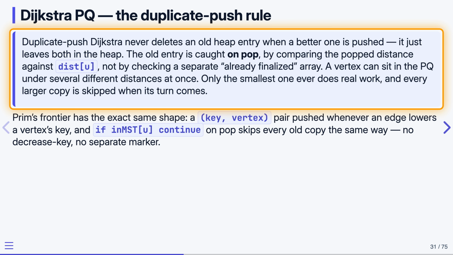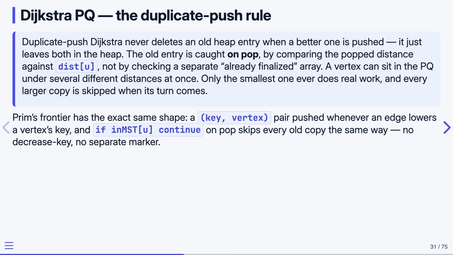Here is the rule in one place. Duplicate-push Dijkstra never deletes an old heap entry when a better one is pushed. It just leaves both in the heap. The old entry is caught on pop by comparing the popped distance against dist[u], not by checking a separate finalized array. A vertex can sit in the queue under several different distances at once. Only the smallest one ever does real work, and every larger copy is skipped when its turn comes.